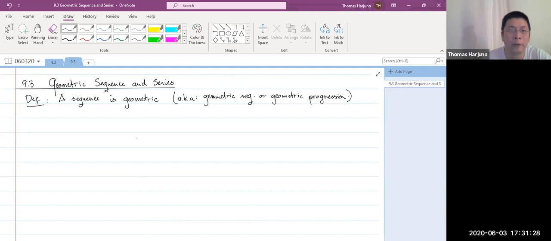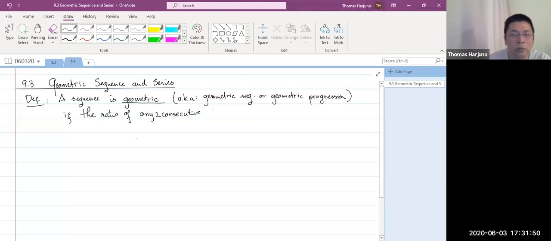Don't worry about that. Now, a sequence is geometric if the ratio, not difference, of any consecutive terms, any two consecutive terms, is a common ratio r.